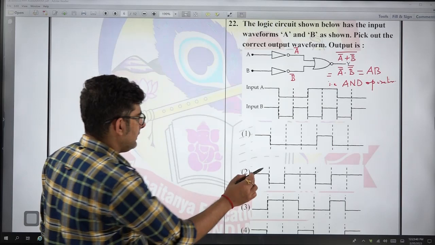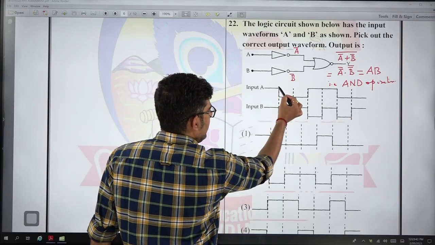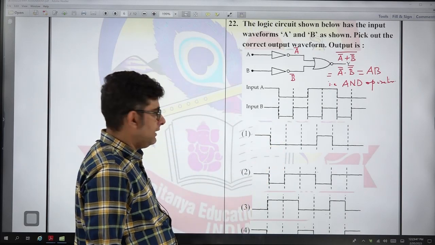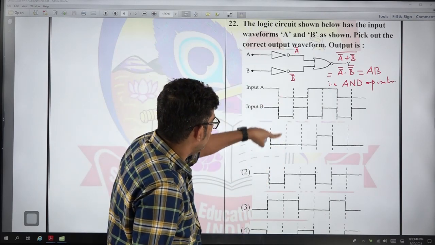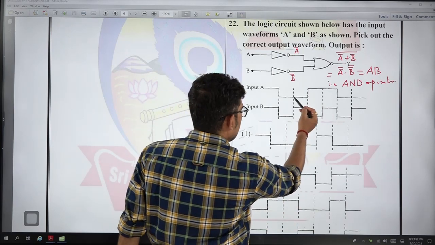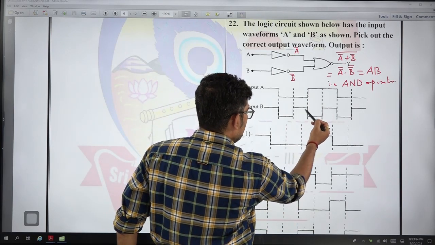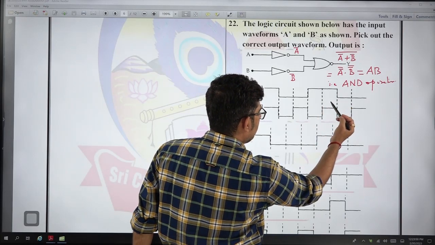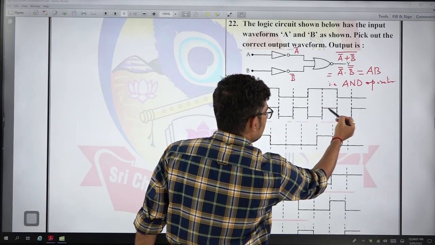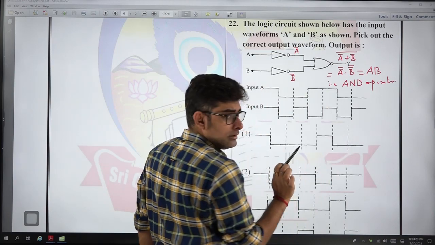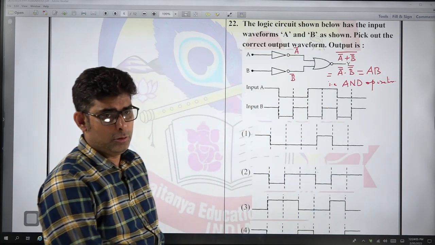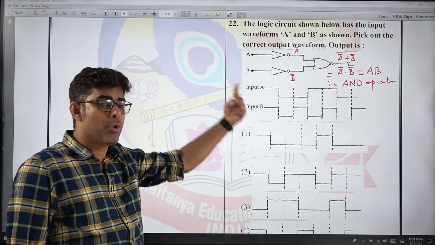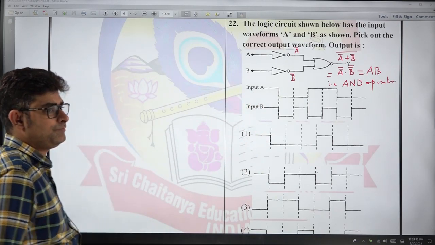Understood? Just for an example, you can see here A is high, B is high, and here the output is high. So this is correct. Here low, low, this is correct. Here also low, here is high, it should be low. Both are high. Now see in the other case when both are high, this is high, this is high, this is also high. In the rest of the cases it is low. So in this way we check. AND operation, high output when both are high. Okay.